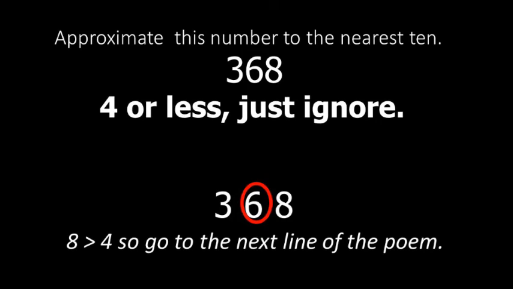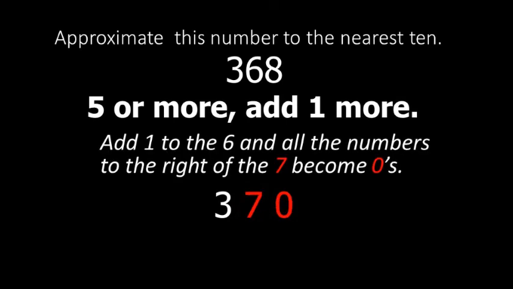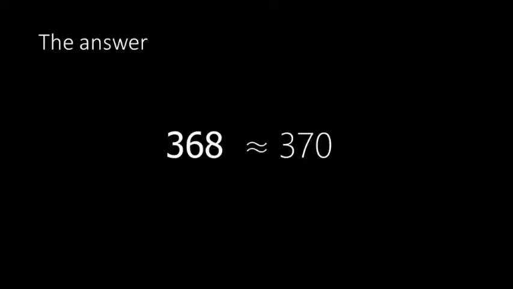Is it 4 or less? No. 8 is greater than 4. Go to the next line of the poem. 5 or more, add 1 more. Yes, 8 is 5 or more. It's more than 5. So we'll add 1 to 6. 6 will be 7. Add 1 to 6 and all the numbers to the right of the 7 become zeros. So the number will be 370. So when we approximate the number 368 to the nearest 10, we get 370. I hope you understand this. تقدر تشغل الفيديو أكتر من مرة عشان تفهم.